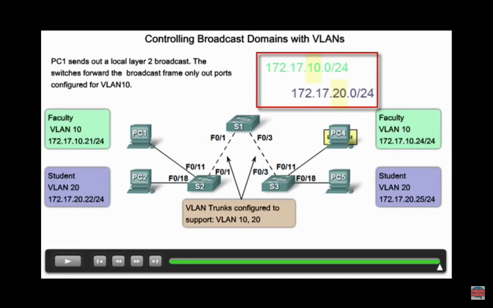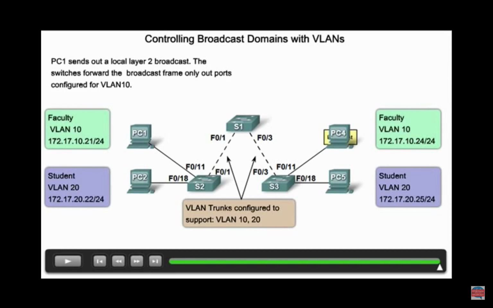When VLANs are implemented, each VLAN must be on a different IP subnet than other VLANs. Because of this, a Layer 3 device, such as a router, is needed to enable communication between VLANs. This inter-VLAN routing is beyond the scope of this presentation.